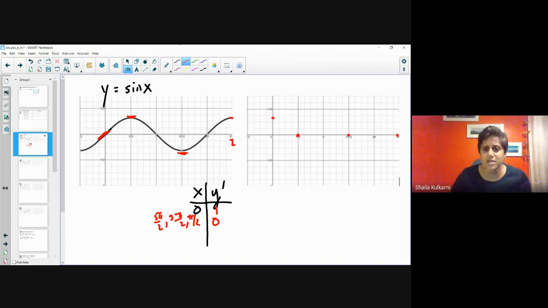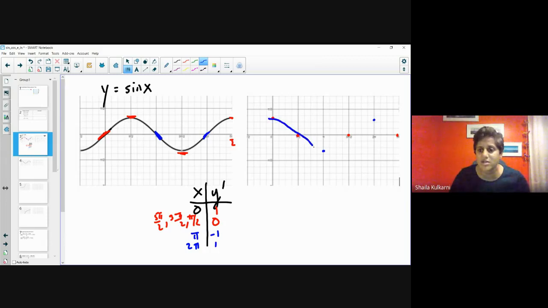Okay, and then let's look at this one right here. At pi, it looks like the slope is -1. And the slope at 2 pi looks like it's +1. So let's graph. Again, the scale over here is pi over 2, so where it says pi, we're going to go -1, and then at 2 pi, we're going to go +1. And now let's connect these dots.